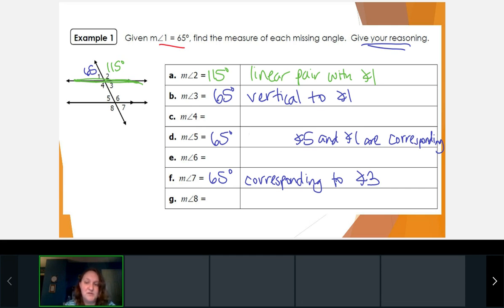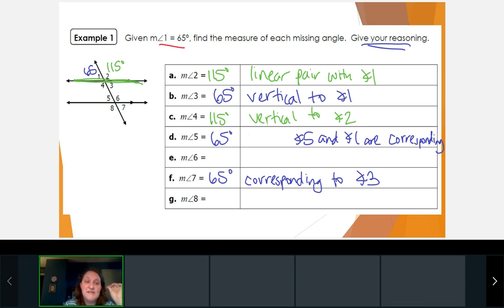Okay, and we know that linear pairs are supplementary. Now we're going to kind of follow the same process. Do you see an angle that's vertical to angle 2? Angle 4, right? Angle 4 and 2 are vertical, so angle 4 has to be 115 degrees. And my reason for that is going to be it's vertical to angle 2, my apologies.